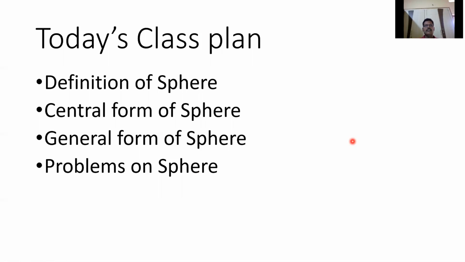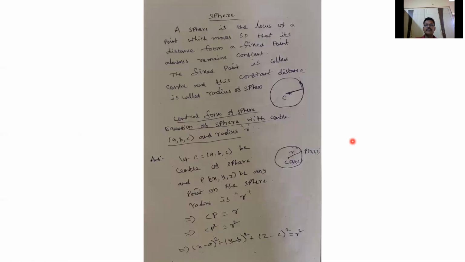So today, first I will define the sphere, the definition of the sphere, and the central form of the sphere. What is the general form of the sphere, and problems on the sphere, and also finding the equation of the sphere, the line joining the points as the diameter of the sphere. First we see the definition.